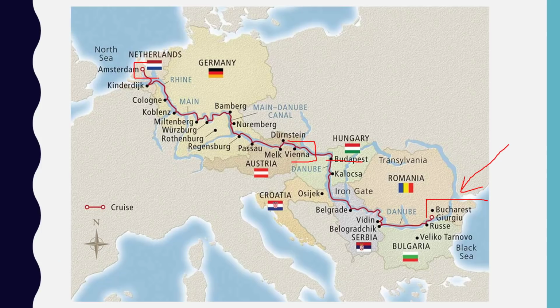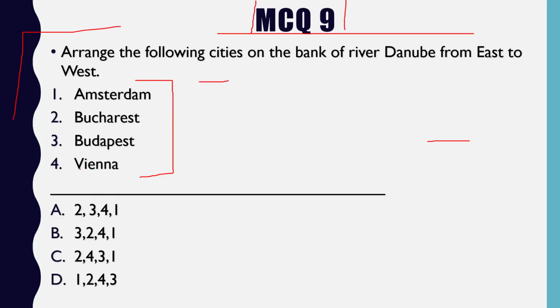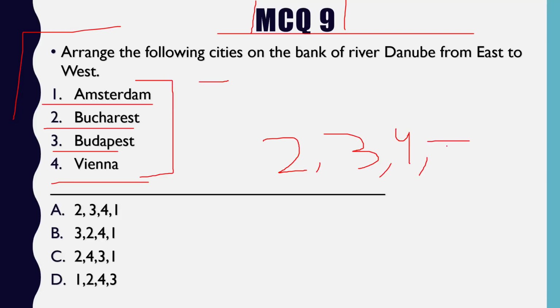Alright. So we can clearly see that Bucharest is the easternmost city. So number 2 will be first. Then comes Budapest, number 3. Then Vienna, number 4. Finally, Amsterdam, number 1. So the correct sequence is option number A.